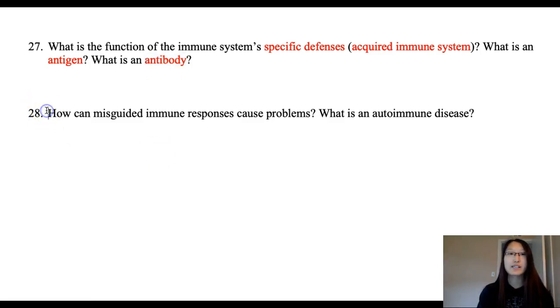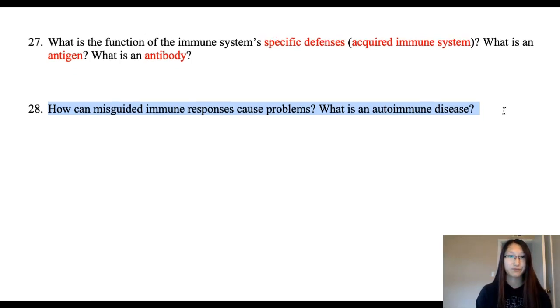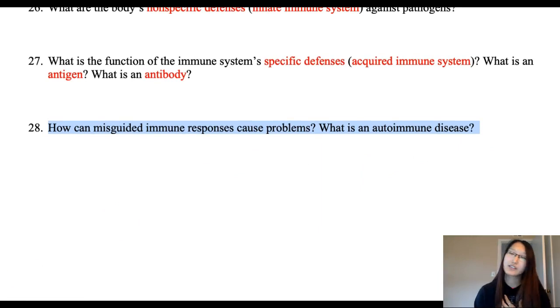The last one is, how can misguided immune response cause problems, and what is an autoimmune disease? So a misguided immune response can cause you to have allergies or cause autoimmune disease, for example. And an autoimmune disease is when your body's immune cells, such as the white blood cells, cannot differentiate between the pathogen and healthy body cells. So instead of just killing the pathogen, it's also killing the healthy body cells. So it's basically your body is killing you. It's unfortunate. It's good that none of us have it, or as I know of.